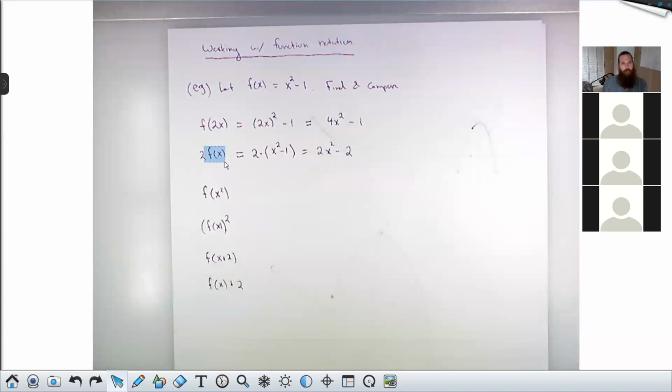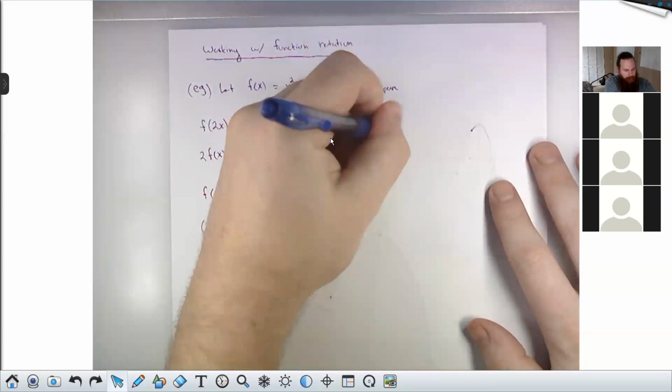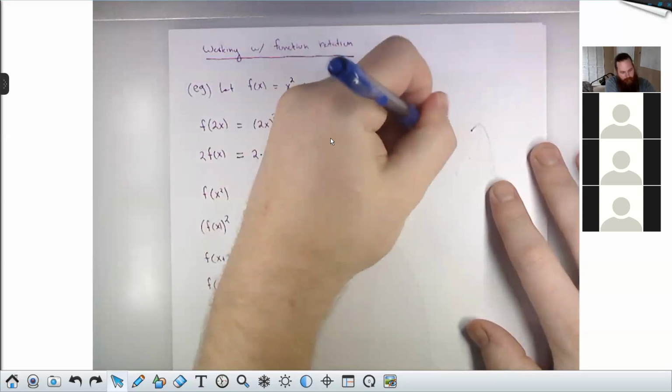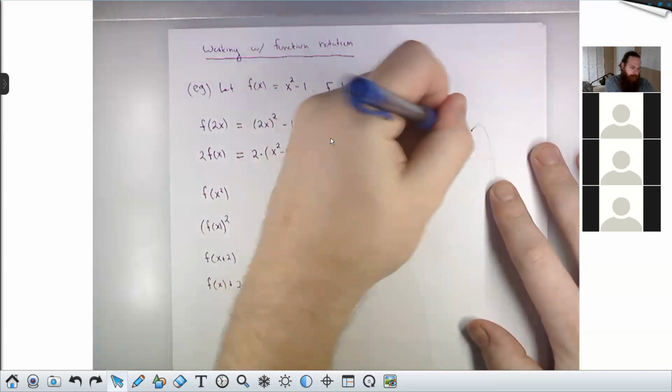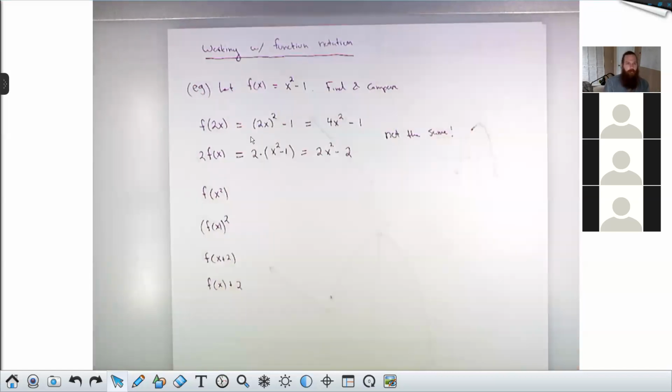Here I want to take the output from f of x, which is x squared minus 1, and multiply that by 2. So I take x squared minus 1, and I'm putting it in parentheses here because it's being represented by this single symbol, and then multiplying by 2. So these are not the same. And in general, f of 2x or 5x or 10x is not going to be the same as 2 or 5 or 10 times f of x. Separate animals.